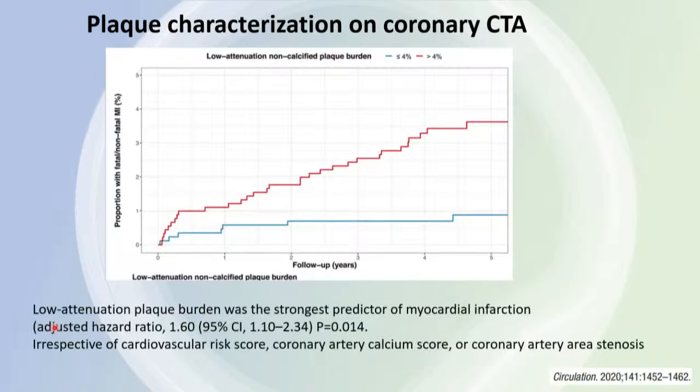And when they looked, because the outcome data is available from the SCOT-HEART trial, they found that the low attenuation plaque burden was the strongest predictor of myocardial infarction with a hazard ratio of 1.6, irrespective of cardiovascular risk score, coronary artery calcium score, or the degree of coronary artery stenosis.